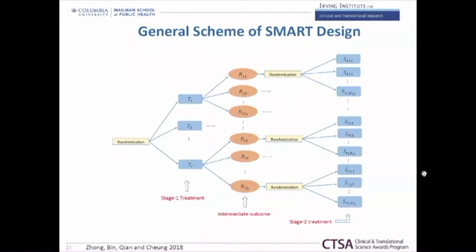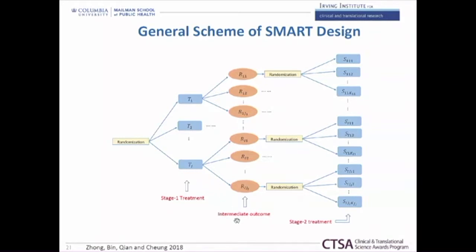So before illustrating the method, first let's take a look at the general scheme of a two-stage SMART. This is the scheme that we use to conduct the statistical inference. Patients enrolled in the trial are first randomized to one of I treatment options at stage 1. We denote them by T1, T2 to Ti.